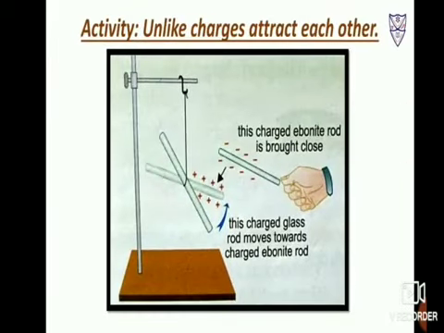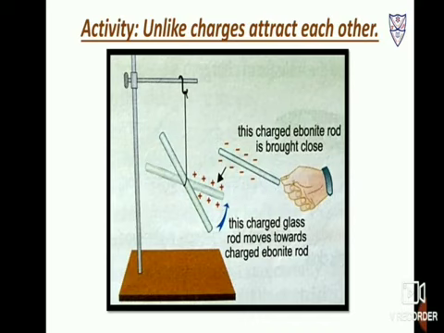Now in this activity, what are we going to learn? That unlike charges attract each other. Here we are going to use a glass rod, a piece of silk cloth, a wooden stand, silk thread, an ebonite rod and a piece of fur. Now what are we going to do here? We are going to suspend a glass rod rubbed with the silk cloth to a stand using a silk thread. Now bring an ebonite rod rubbed with fur near the suspended glass rod.